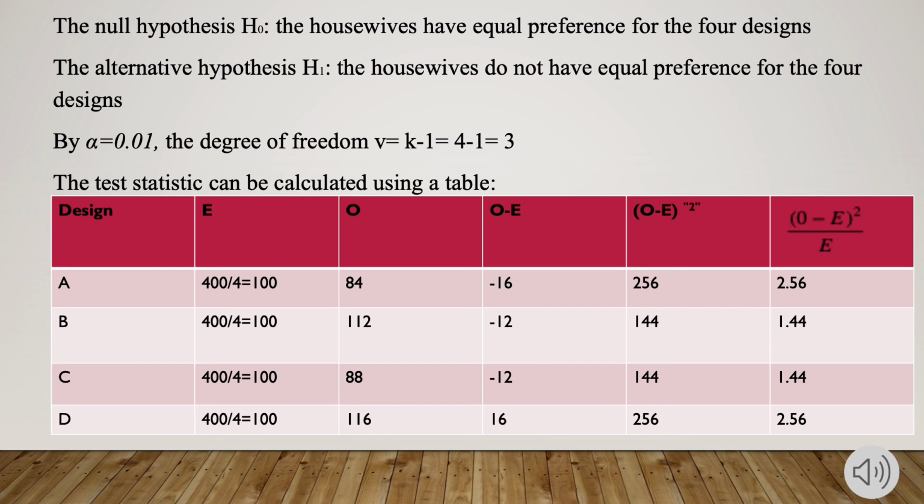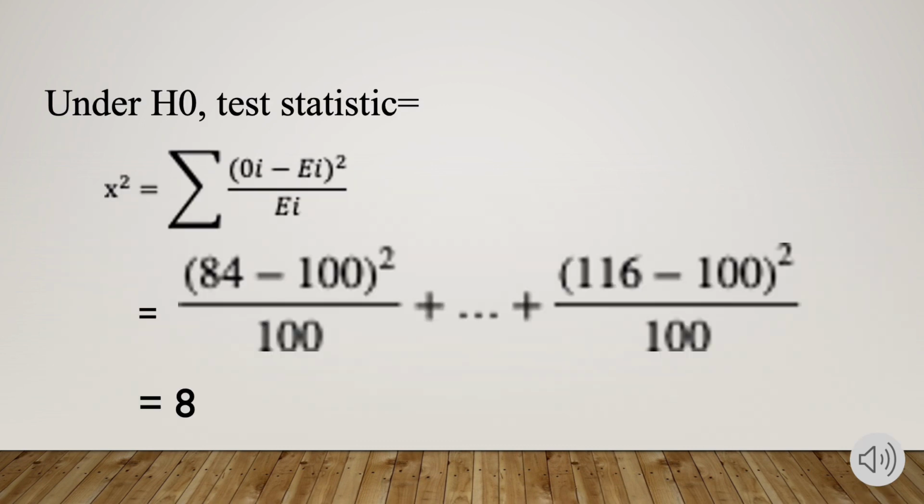For the difference between observed value and expected value squared divided by expected value, the amounts for designs A, B, C, and D are 2.56, 1.44, 1.44, and 2.56. Thirdly, under the null hypothesis, the test statistic chi-square is equal to the sum of the observed minus expected squared divided by expected, as 2.56 plus 1.44 plus 1.44 plus 2.56 equals 8. The chi-square equals 8.